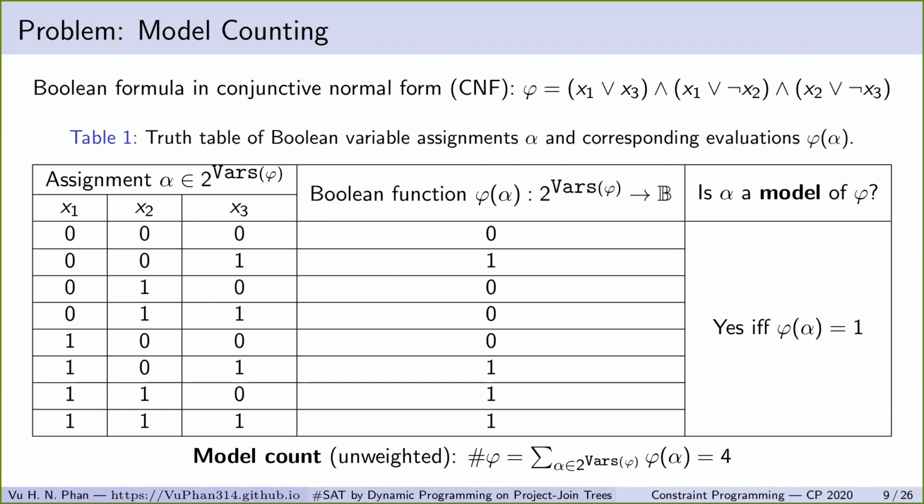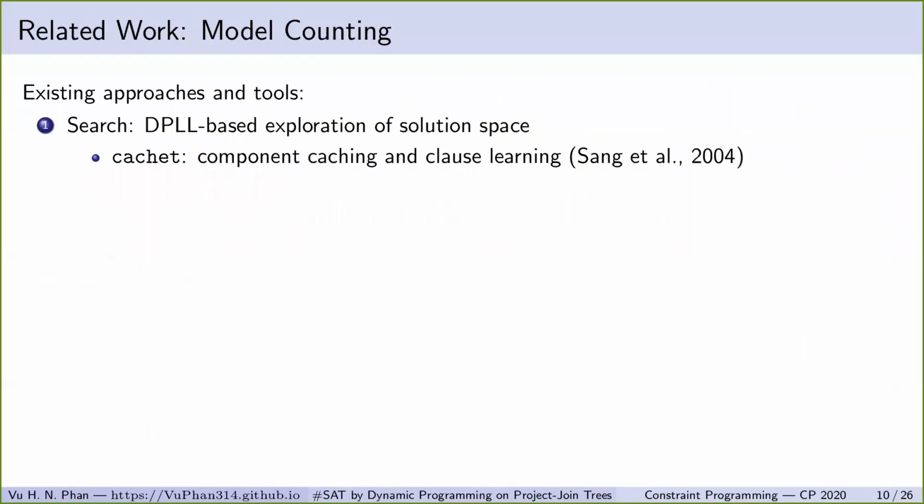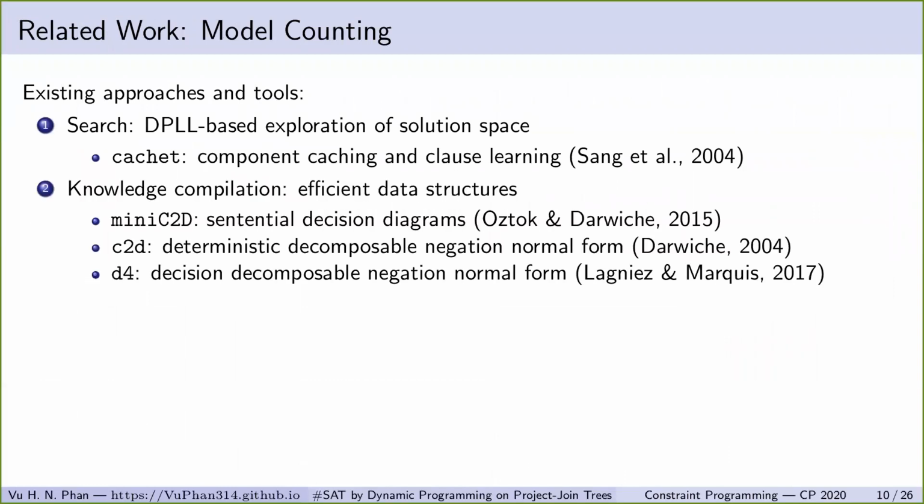Although this is for unweighted model counting, our approach can be easily extended to literal-weighted model counting. Please see our paper for more detail. One approach to solve model counting is search, which is a DPLL-like exploration of the solution space. A representative model counting tool for this approach is Cachet. A second approach to model counting is knowledge compilation, which compiles a CNF formula into a tractable form. Representatives for this approach include miniC2D, C2D, and D4.